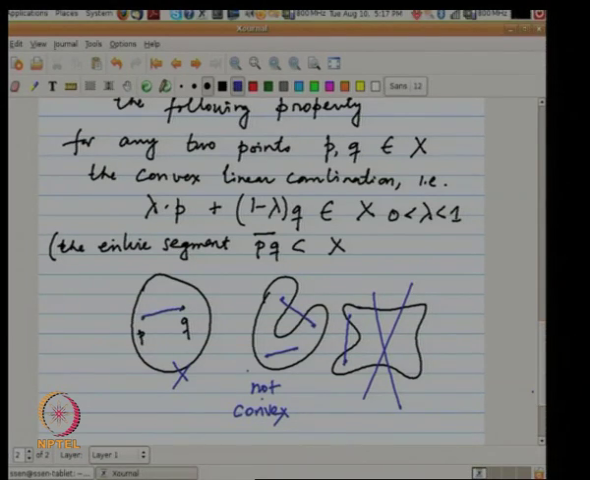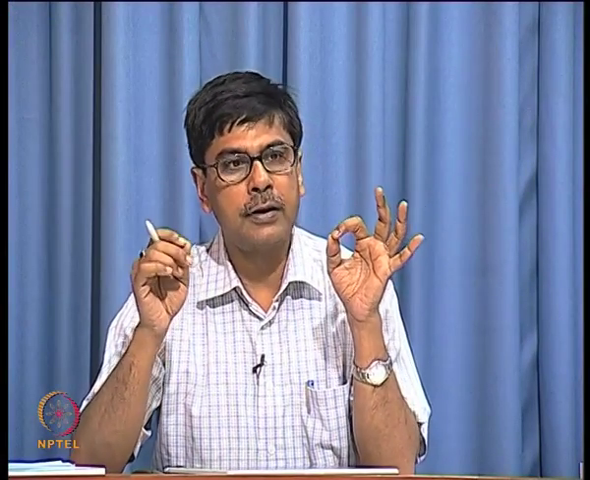And in higher dimension, again, it is an analogous extension. For any subset in three dimensions, again, you take any two points in the set, the entire segment should lie within the set. Only then it is convex.